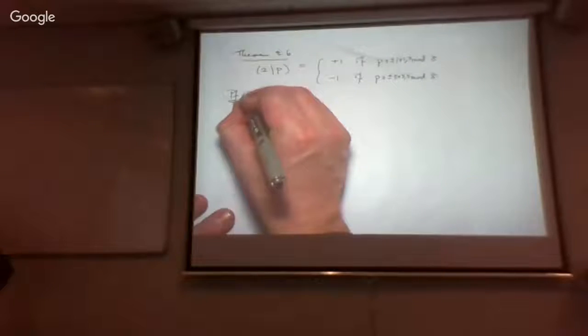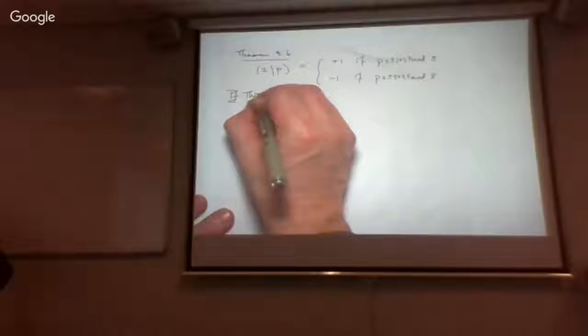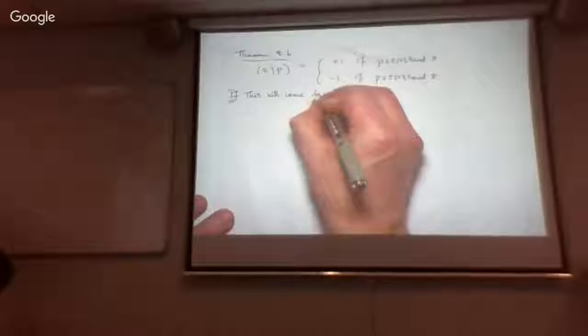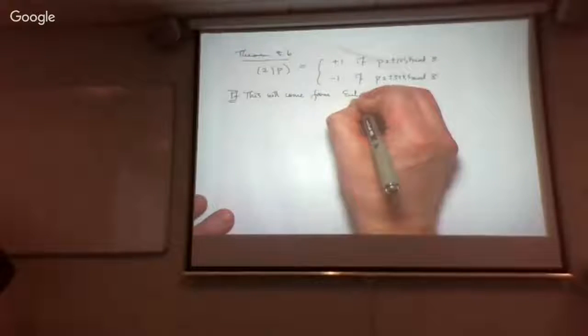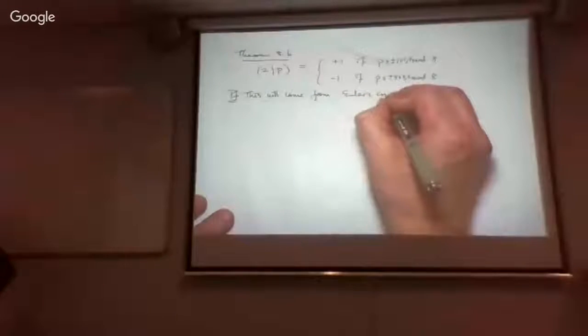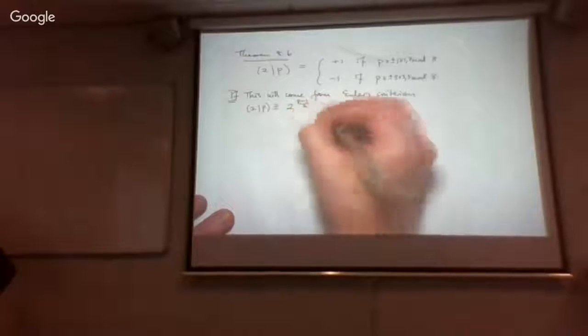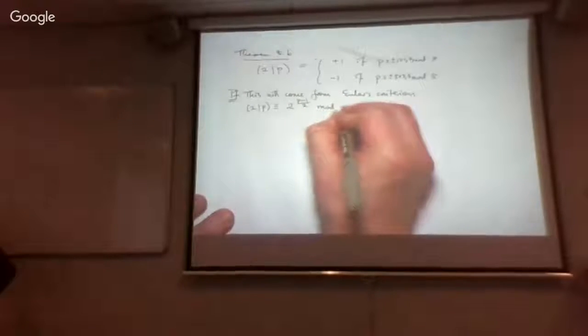Now the proof comes from Euler's criterion, namely that the status of 2 modulo p is congruent to 2 to the power of (p minus 1)/2 modulo p.